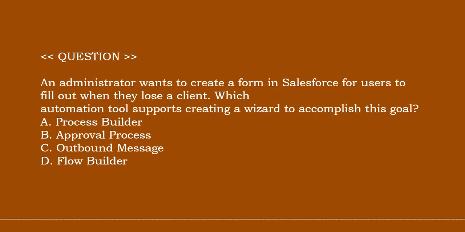Next one. An administrator wants to create a form in Salesforce for users to fill out when they lose a client. Which automation tool builds support creating a wizard to accomplish this goal? Option A, process builder. Option B, approval process. Option C, outbound message. Option D, flow builder.